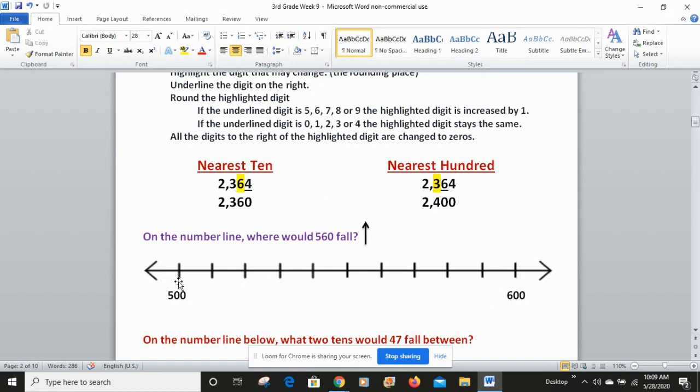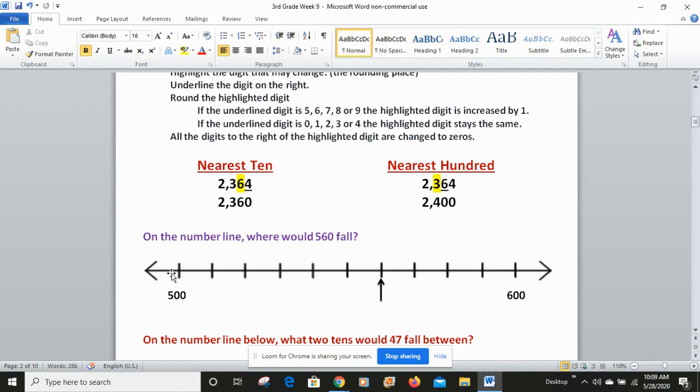So I know that I have to count by 10. So this would be 500, 510, 520, 30, 40, 50, 60, 70, 80, 90, 600. So I'm counting by tens in here. So if I want to know where 560 falls, I could just go 500, 510, 520, 530, 540, 550, 560, and I would know that 560 would go right there at that tick mark.